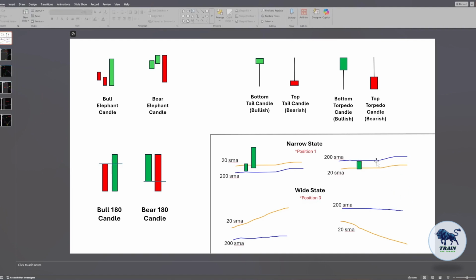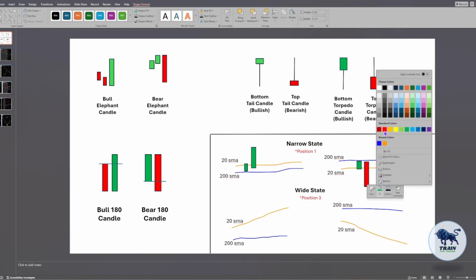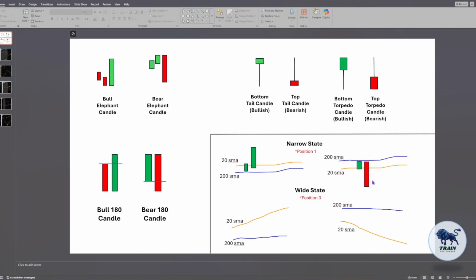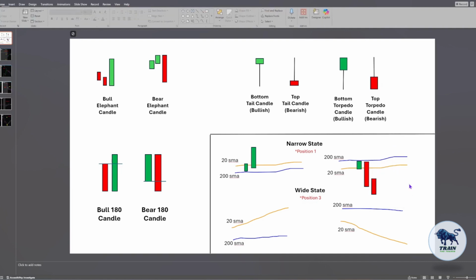You've got the 20 below the 200, and then you're looking for an elephant candle to the downside. Elephant candle to the downside for continuation. Make life easier as a trader, not harder. Make life easier. Elephant candle, elephant candle off of the 200.